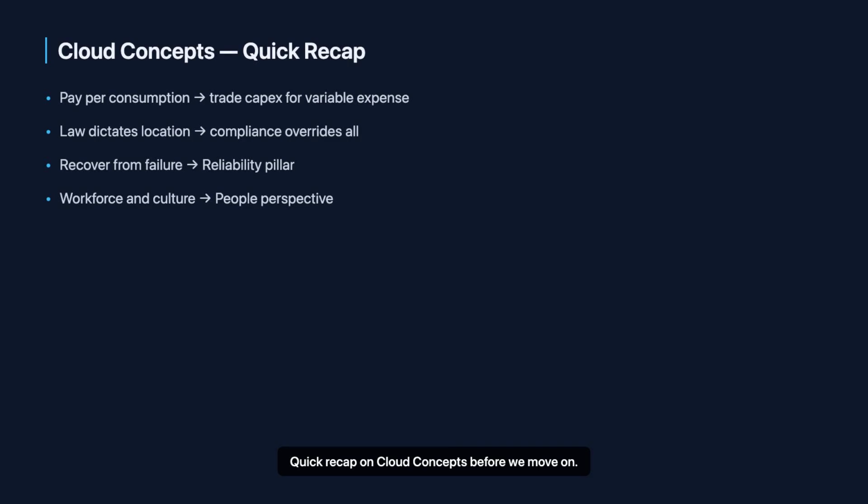Quick recap on cloud concepts before we move on. Pay per consumption with no upfront servers points to trade capital expense for variable expense. When a law dictates location, compliance overrides everything else. Recovering from failure and scaling horizontally is the reliability pillar, and workforce, skills, and culture is the people perspective. 4 scenarios, 4 clean keyword matches.